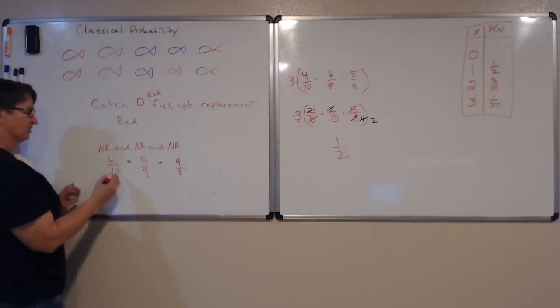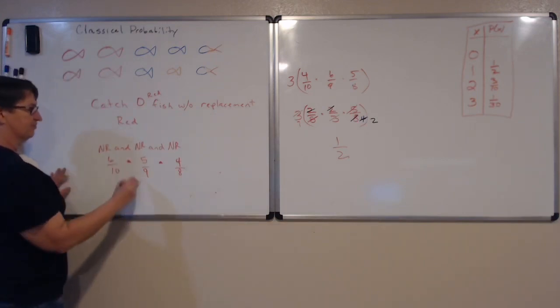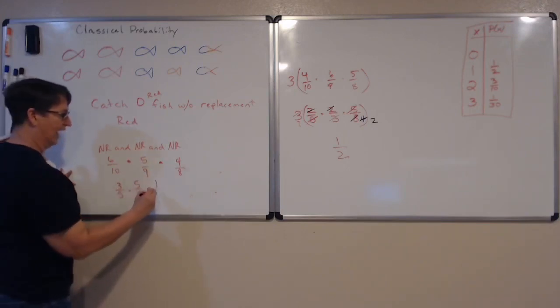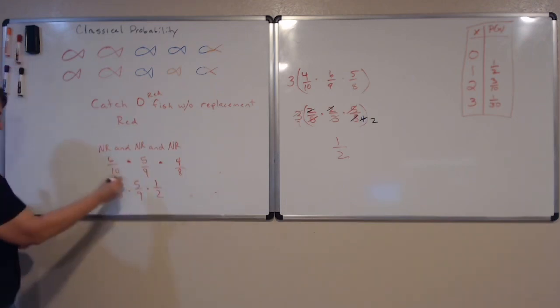Okay, so now I'm just going to simplify this. We got 3/5. I'm going to simplify that. No, I can't. 5/9. And this is 1/2, but I am going to keep looking for things to simplify. I bet y'all see them already. Like this 5 and that 5.